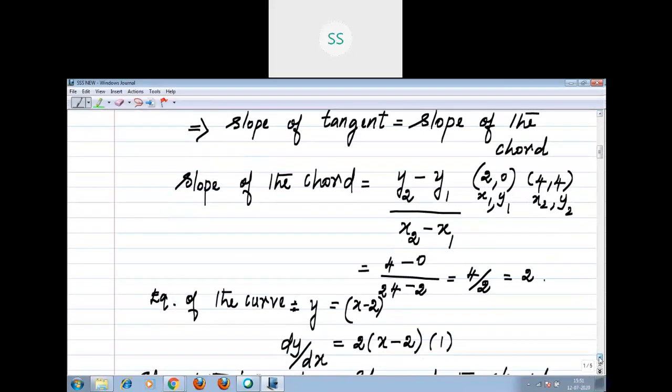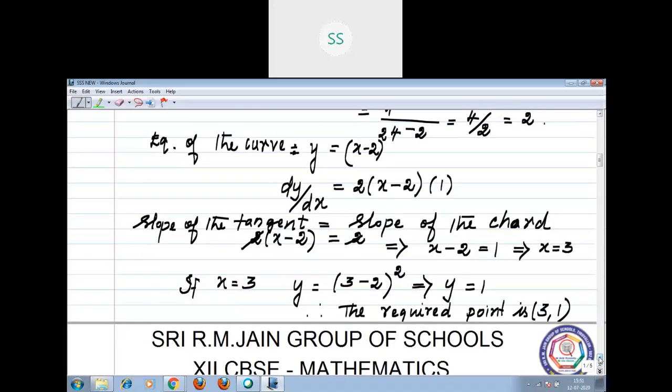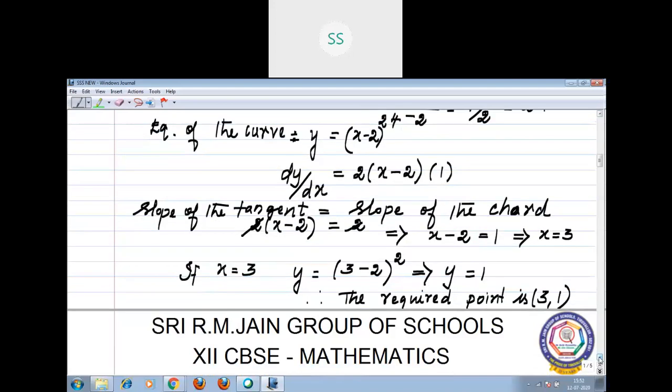Equation of the curve is given. Using that, I found slope of the tangent. Slope of the tangent is nothing but the derivative of the given equation with respect to x. So dy by dx equal to 2 into (x minus 2), applying the derivative of x power n. Slope of the tangent equal to slope of the chord, so you arrive at x is equal to 3. You substitute that in the given curve equation and arrive at y equal to 1. Therefore, the required point is (3, 1).